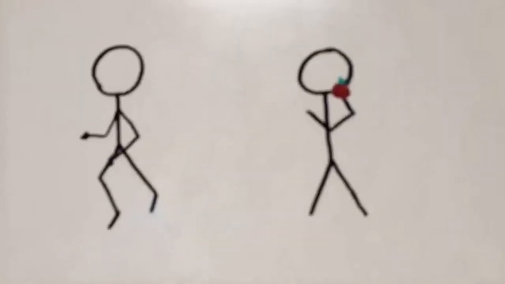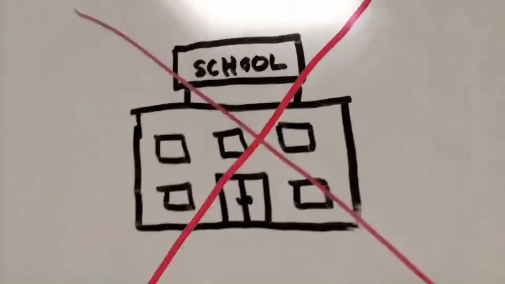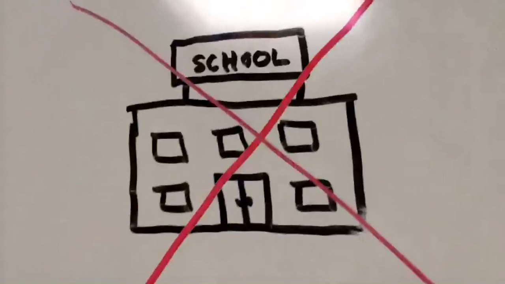Other ways to prevent disease are exercising and getting correct nutrition, which keeps your circulatory and respiratory systems working correctly, and not going to school or work if you are sick.